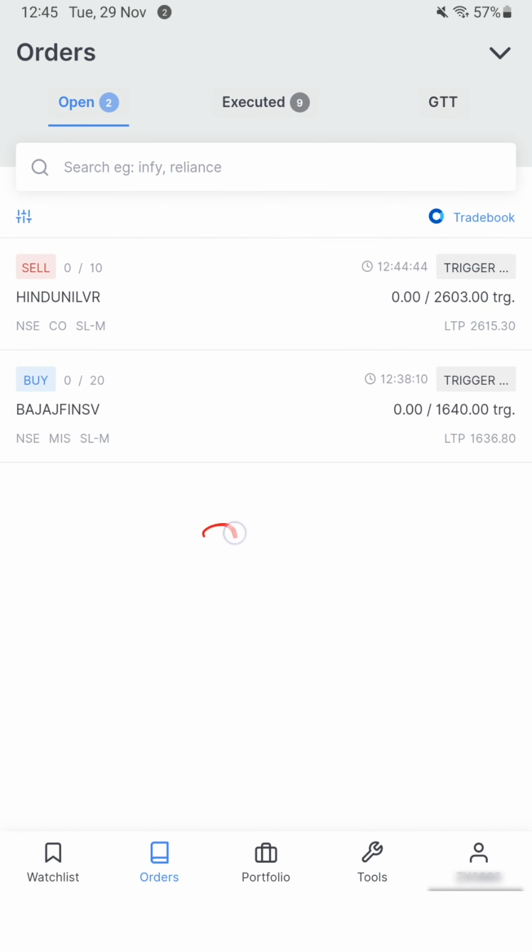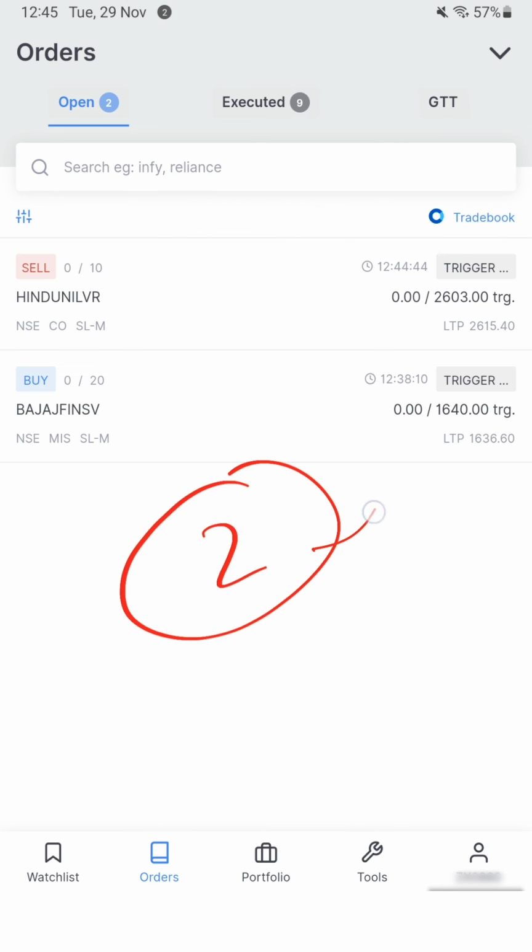So now we have seen two situations. One is a short sell where we added a stop loss, and the other one is a long position, a buy in intraday, where we have added a stop loss.